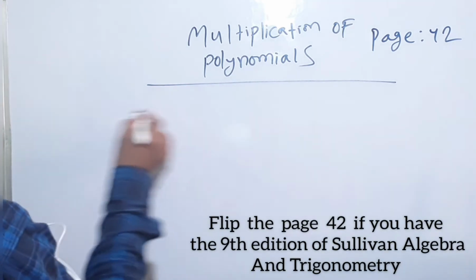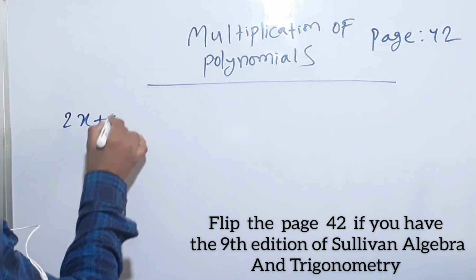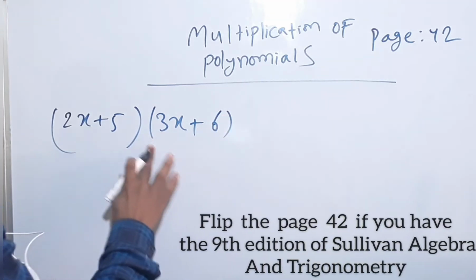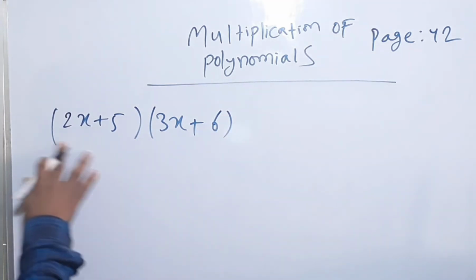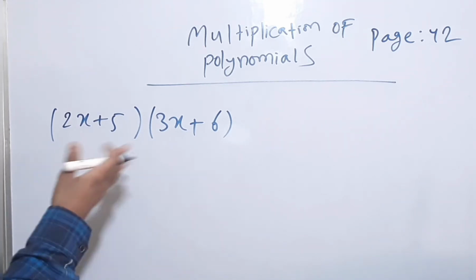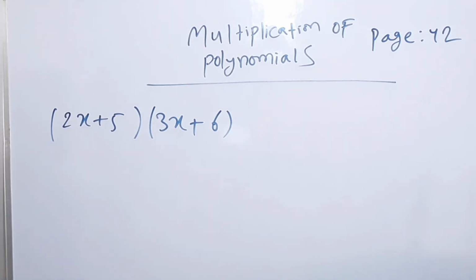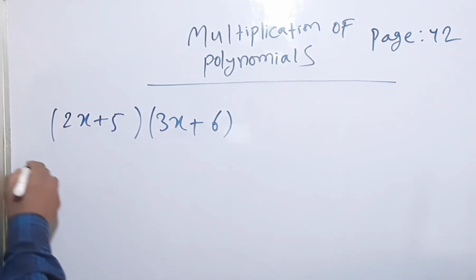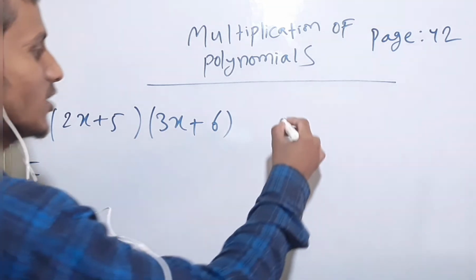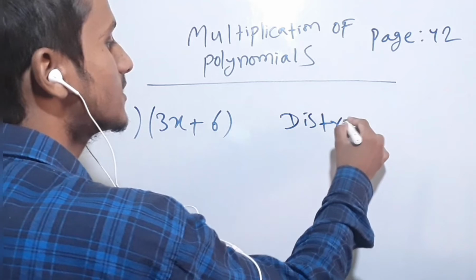Next example is 2x plus 5 times 3x plus 6. This is not a very hard example, but it's still a little harder than the previous one and new to you if you are just a beginner, because I suppose most of the people who have taken this course are beginners. So let's learn how to multiply this. For multiplying this, you're going to use the distributive property.